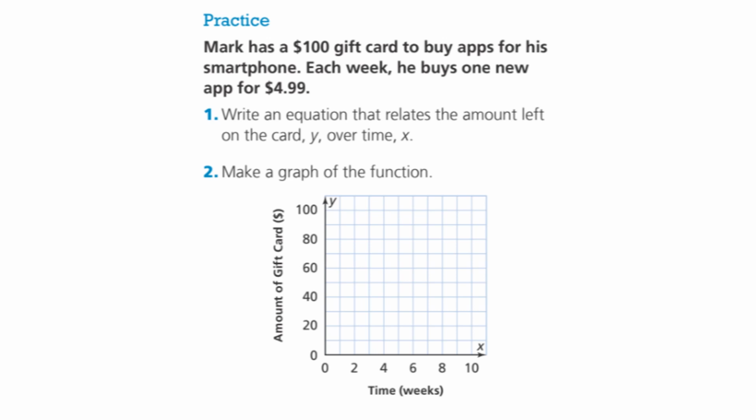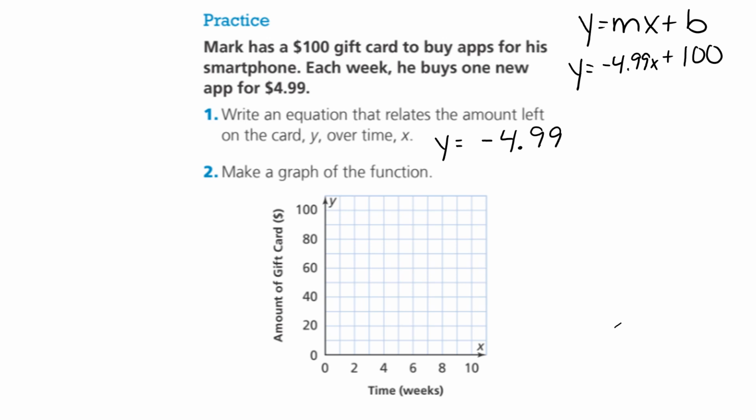Mark has a $100 gift card to buy apps for his smartphone. Each week he buys one new app for $4.99. Write an equation that relates the amount left on the card, Y, over time, X. So we know our equation goes in the form Y equals MX plus B. The $100 would be our starting point. We start with our gift card, and then we are spending $4.99 each week. So Y equals -4.99x plus 100, because we're spending the money, and the $100 gift card is what we started with.